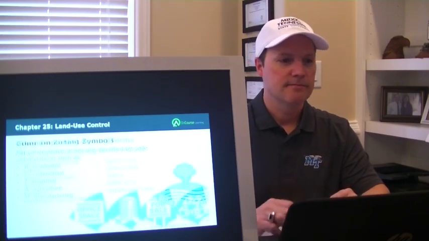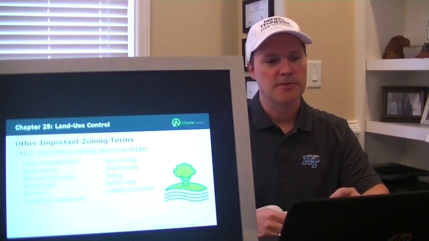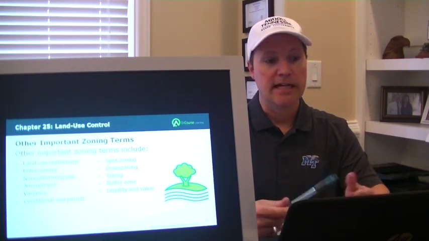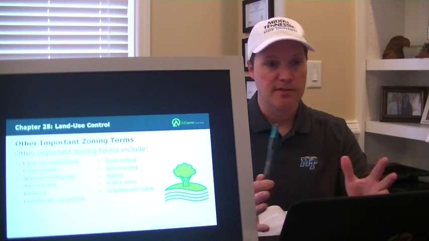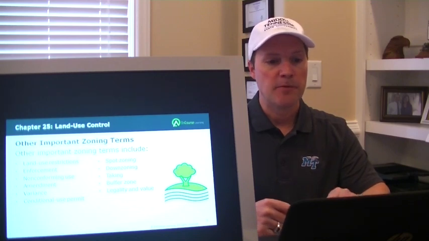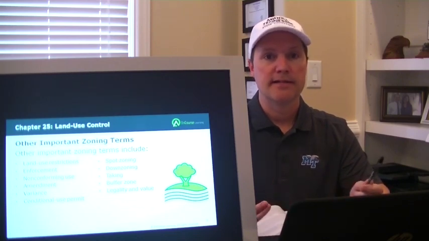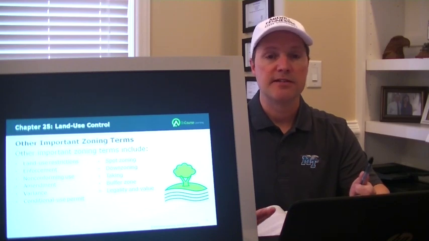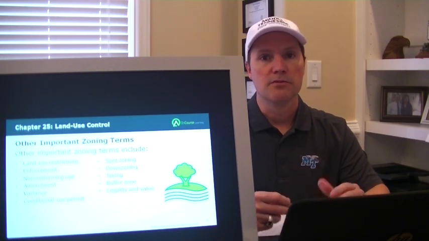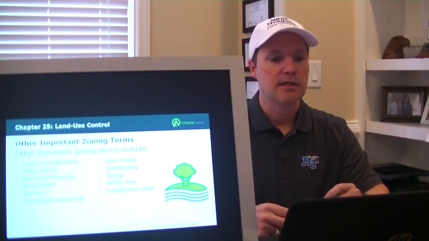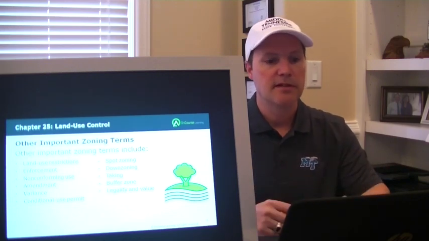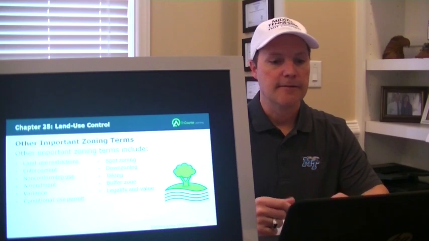Not too bad. Other important zoning terms: land use restrictions, enforcement, non-conforming use, which is not conforming to the area, right? Amendment, variance, conditional use permit, spot zoning. Okay, so like I said, Nissan was actually the spot zone because they went up higher with their building. So I had to go and talk about that with the board also. Down zoning, taking, buffer zone, which is a zone in between buildings, legality and value. Okay.